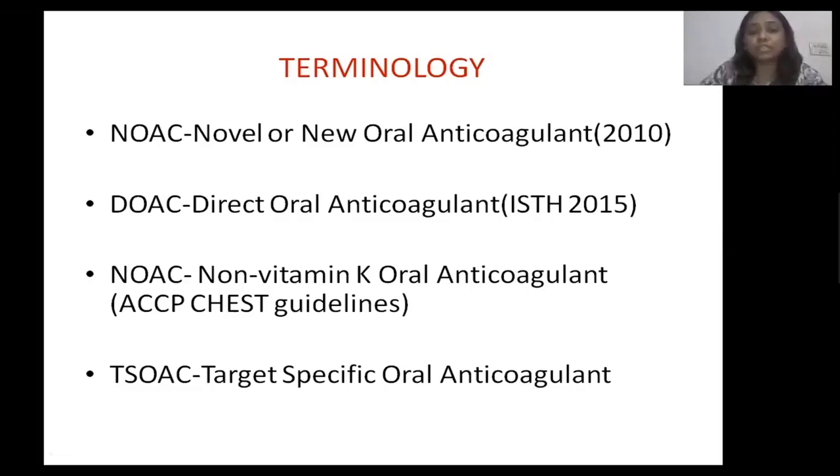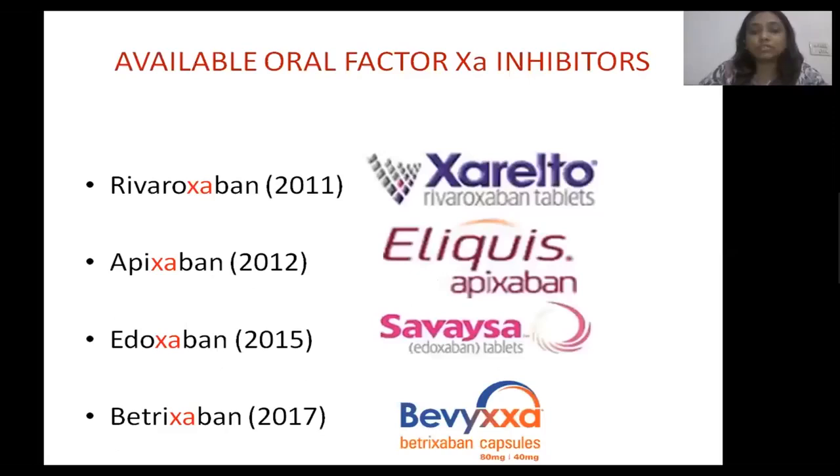Another terminology is target-specific oral anticoagulant. These NOACs include two classes of drugs, that is direct thrombin inhibitors and direct factor Xa inhibitors. There are four oral factor Xa inhibitors available at present: rivaroxaban, that is Xarelto; apixaban, also known as Eliquis; edoxaban, Savaysa; and betrixaban, that is Bevyxxa. These are the years in which they were approved by the FDA respectively.